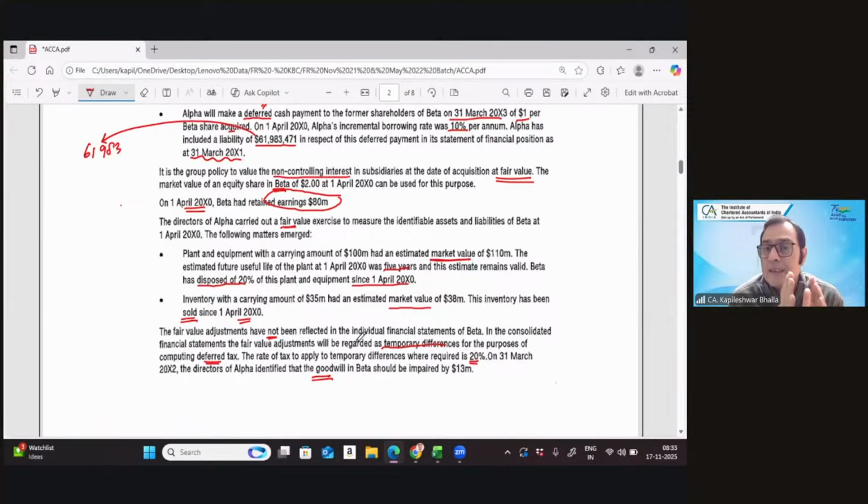The plant and equipment with a carrying amount of 100 million has got a market value of 110 million. The life of the plant is 5 years and the estimate remains valid. We're not considering the 20% as of now. We're just concentrating on the fair value increase. So 100 million is the book value and it is taken at 110.